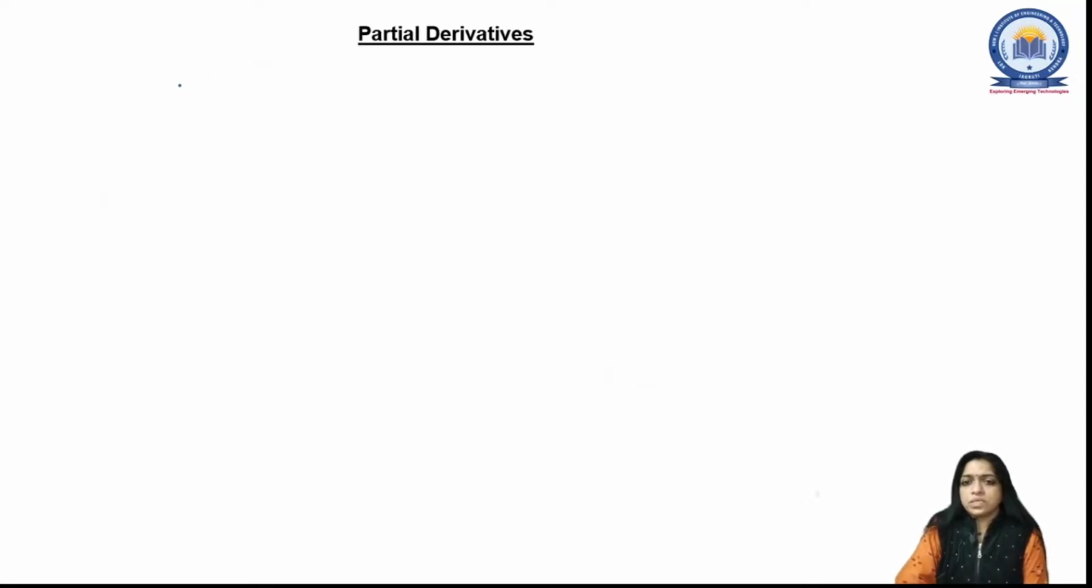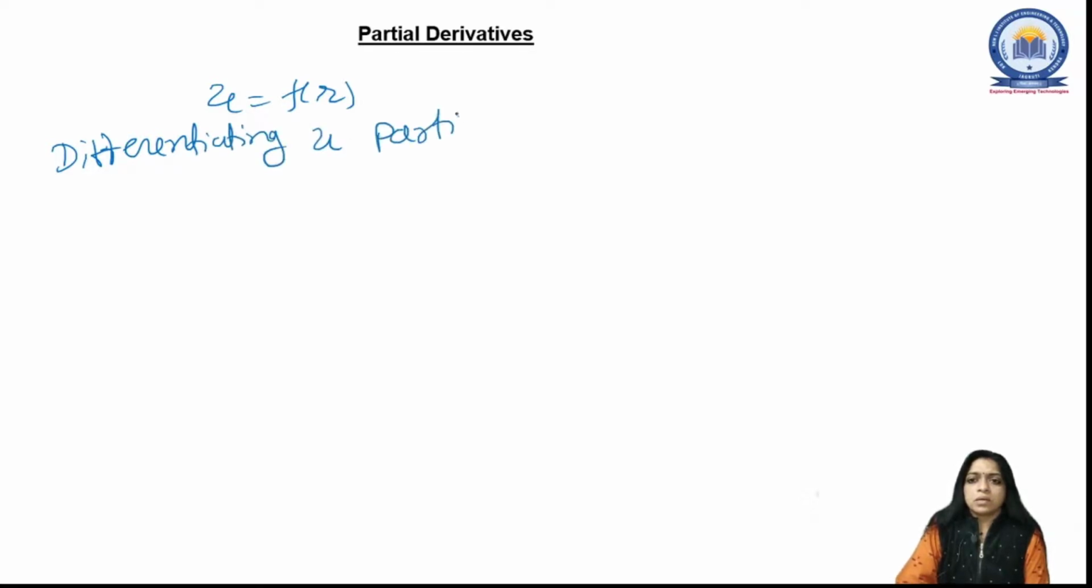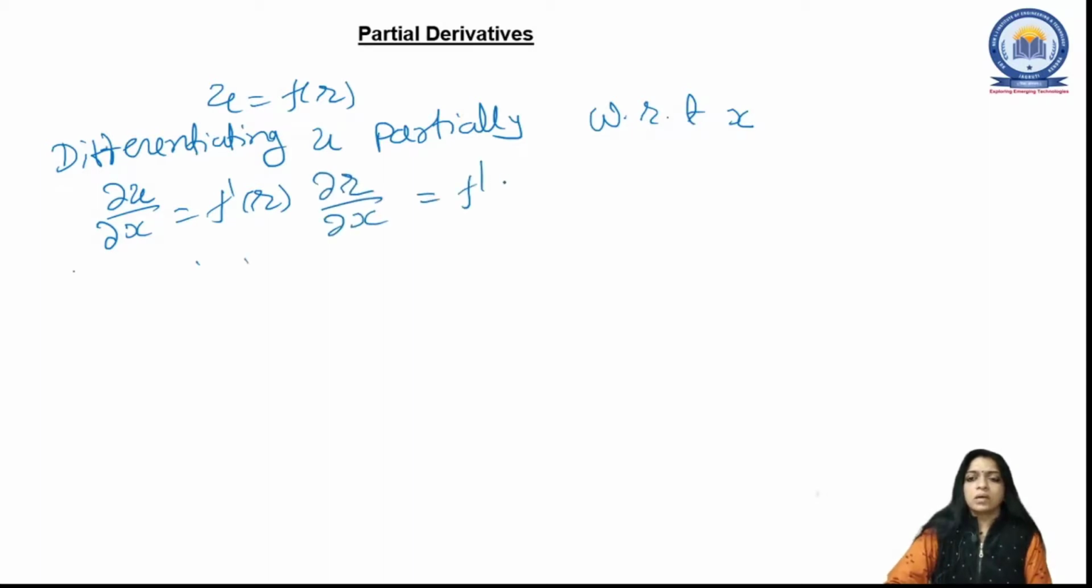My given function u is f of r, right? And as you all know, r square is x square plus y square plus z square. So differentiating u partially with respect to x, that is del u by del x is equal to f dash r into del r by del x. Here f dash r and the value of del r by del x is x upon r.